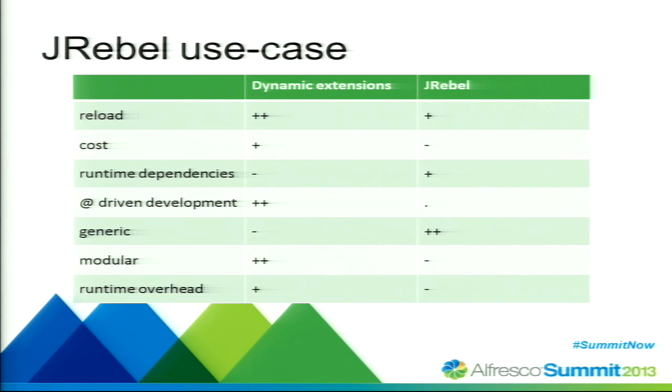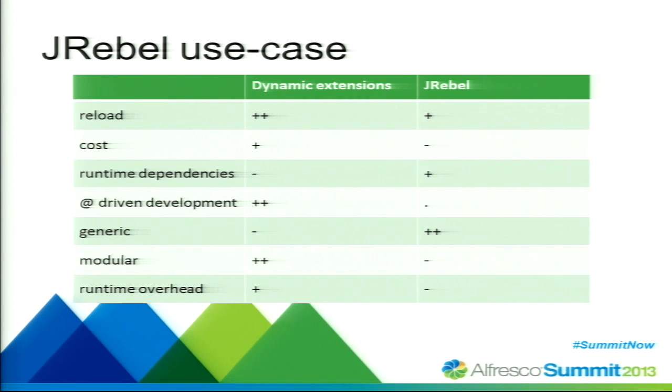It's rare, but it happens. With dynamic extensions, as it completely reloads your extension, you'll never have issues with Java-specific structures. Next, we have a look at the cost. Of course, dynamic extensions are free as in beer, whereas JRebel does have a yearly, fairly steep license. Not to say it's not worth it, but something to consider.